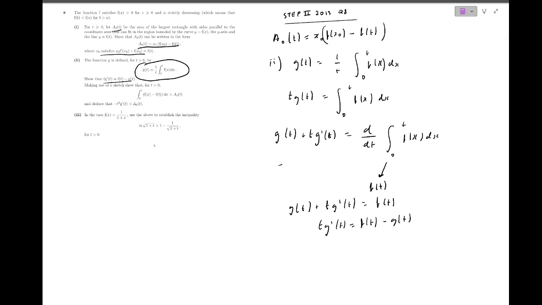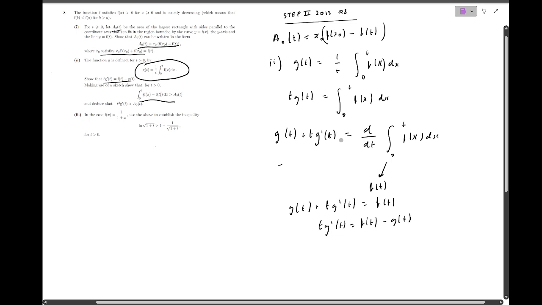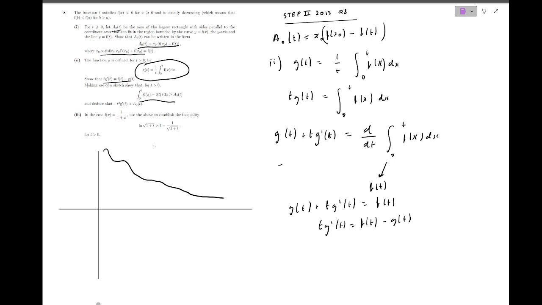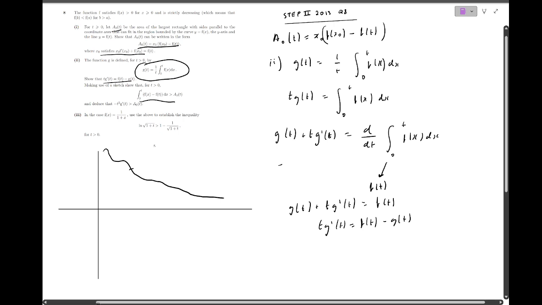We want to show with a sketch that this inequality holds true. Let's try the sketch. Let's draw the same sort of curve that we drew earlier, something like that. Now, if we think about f of x and f of t, f of x is something like this, and f of t is just this line here.